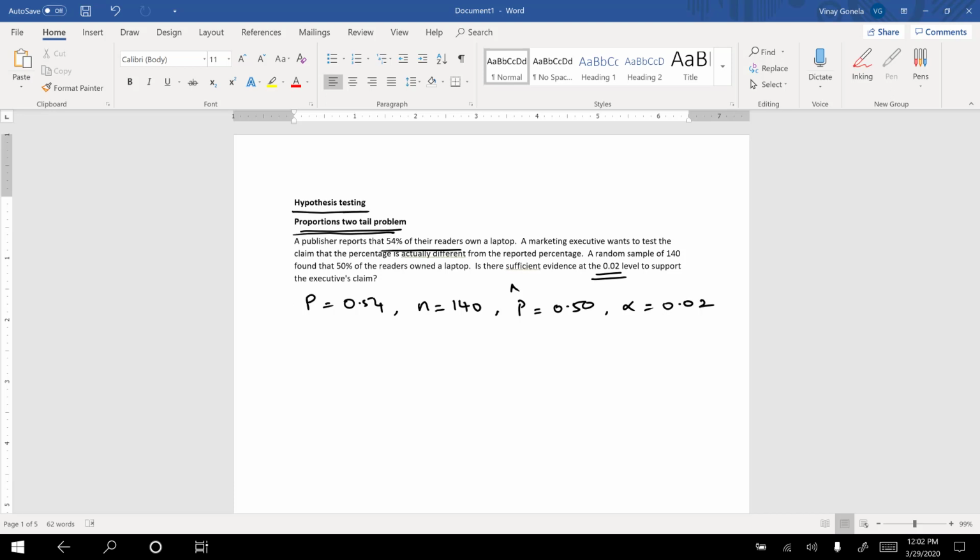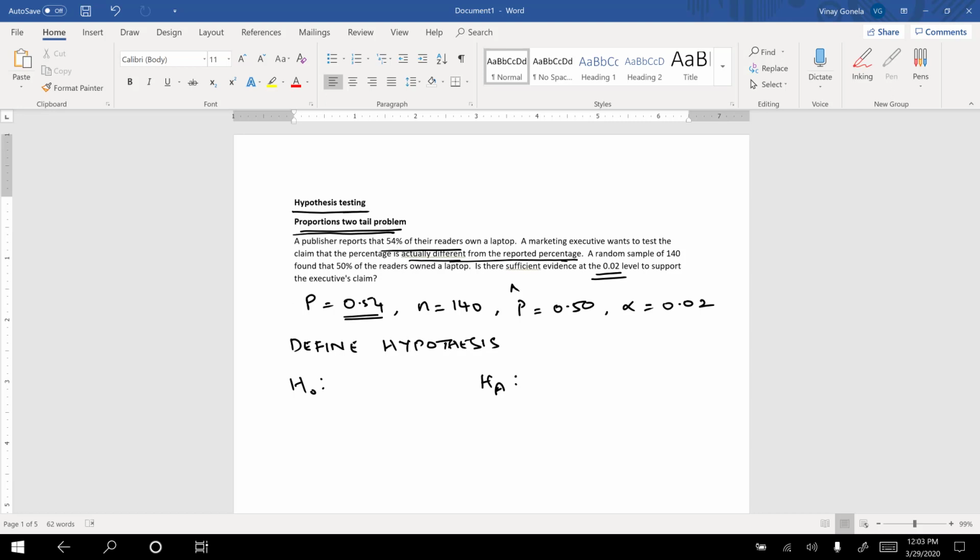So to do hypothesis testing, I told you previously, the first step is to define hypothesis. So we have null hypothesis and then we have alternative. Here the marketing executive wants to test the claim that the percentage is actually different from the reported percentage. When we say different, it can be lower than 0.54 or higher than 0.54. So this is a two-tail problem.